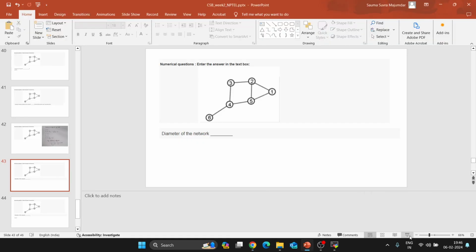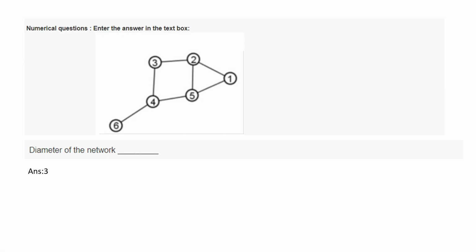Okay. Yeah, actually, that's the correct answer only. So basically, you can either go from one to six. So one, five, four, six. This is a path length of three. Similarly, with two to six, two, three, four, six. That's also a path length of three. So either of them. Yeah, correct. Let's move on to the next one.